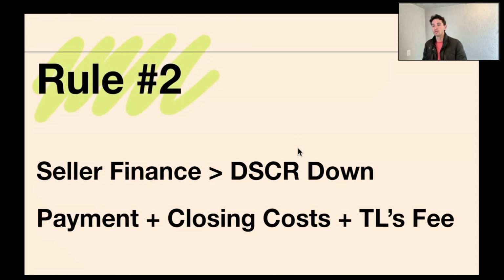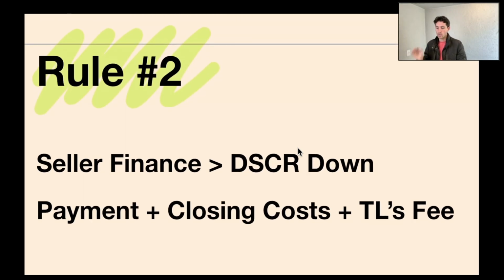Rule number two is to check really fast if there is any cashback at closing. Meaning if the buyer gets paid at closing, the seller finance portion needs to be higher, based on the equity. This is also to check if there is enough equity on the property. Seller finance needs to be higher than the DSCR down payment, which, let's say 30% if the LTV is 70%, the remaining 30%, plus closing cost, plus the transactional lender's fee.